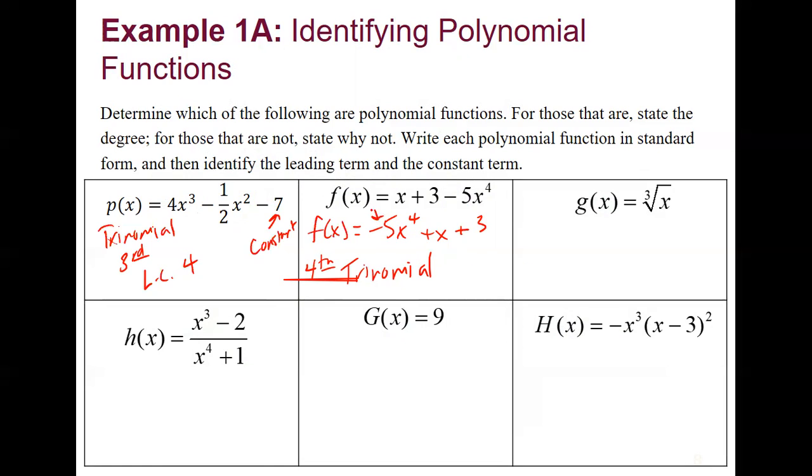Here's my leading coefficient, and here is my constant. Is g of x a polynomial? It's not. It's a cube root. Is that not a cube root? Yeah. No, it's not a polynomial. You're not going to classify it. You can't classify it if it's not a polynomial.